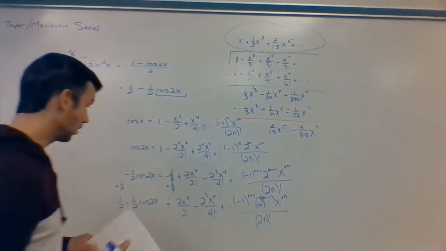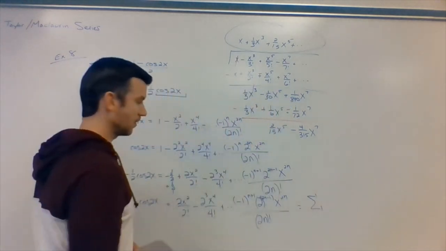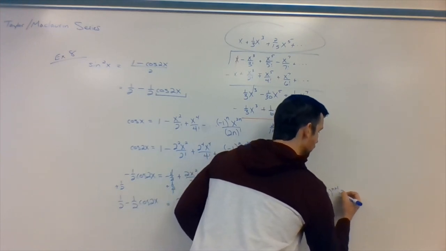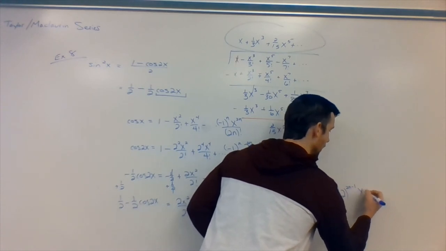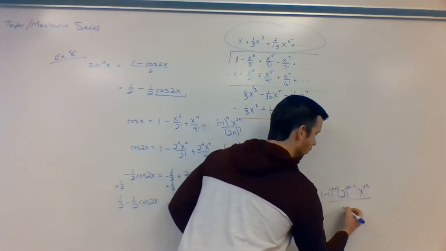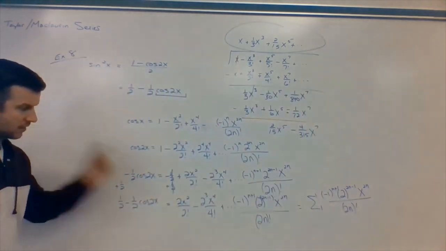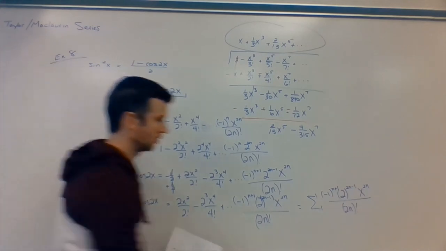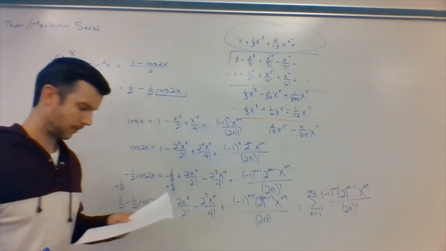Okay, so if I wanted to write that using sigma, it'd be the sum of negative 1 to the n plus 1, 2 to the 2n minus 1, x to the 2n over 2n factorial. But what do I start with? Because that first term canceled. I actually want to start with a 1. So with n equaling 1 to infinity.